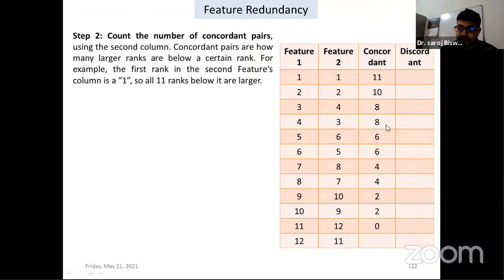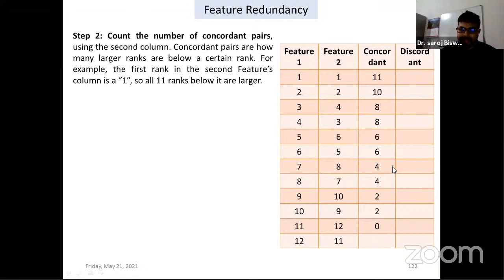What is the concordant of 3? 8. Similarly, you can count how many higher ranks are below 3. If you count, it becomes 8: 1, 2, 3, 4, 5, 6, 7, 8. Similarly, from 6, how many? 1, 2, 3, 4, 5, 6. That's why it's 6. From 5, how many? 1, 2, 3, 4, 5, 6. That's why 6.